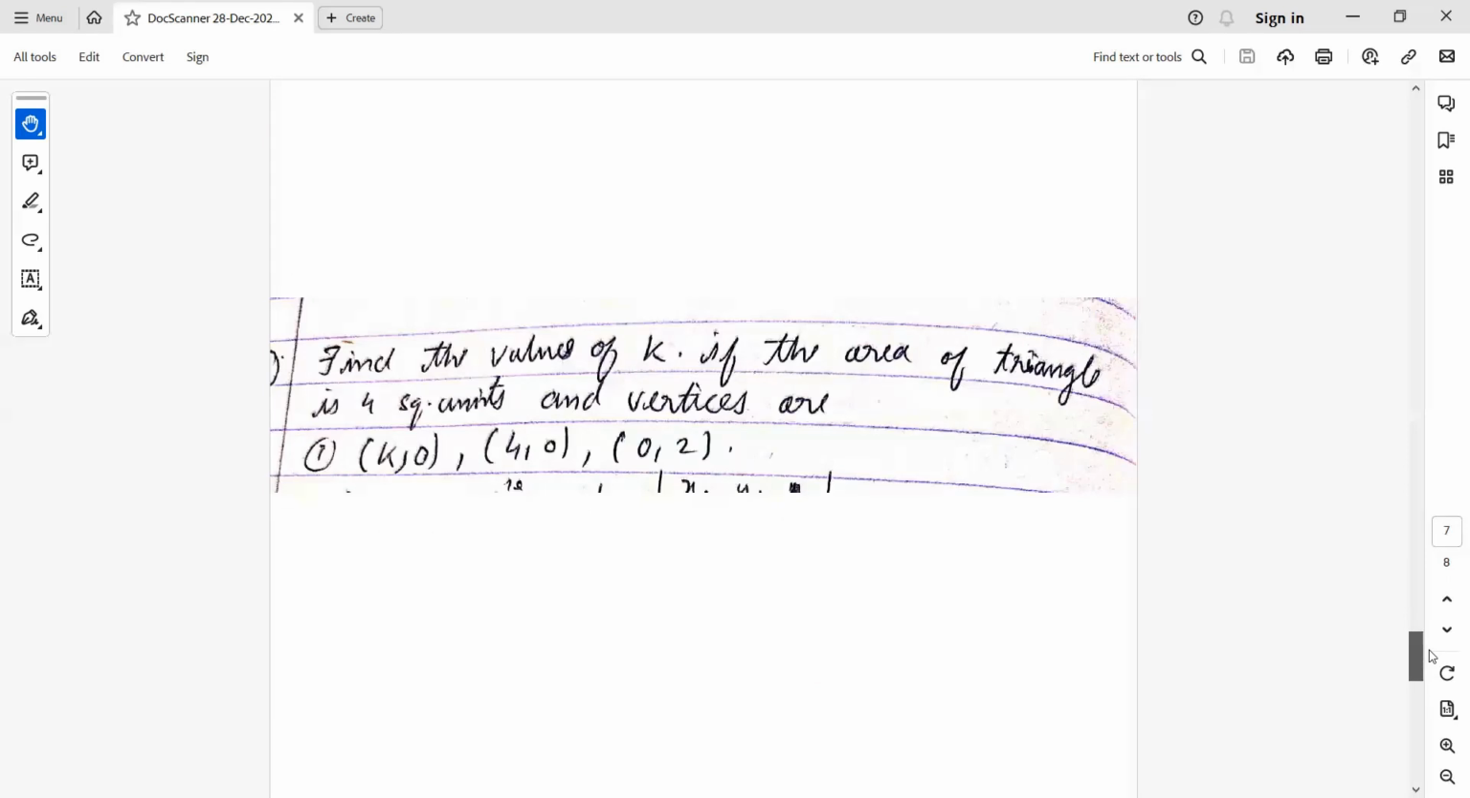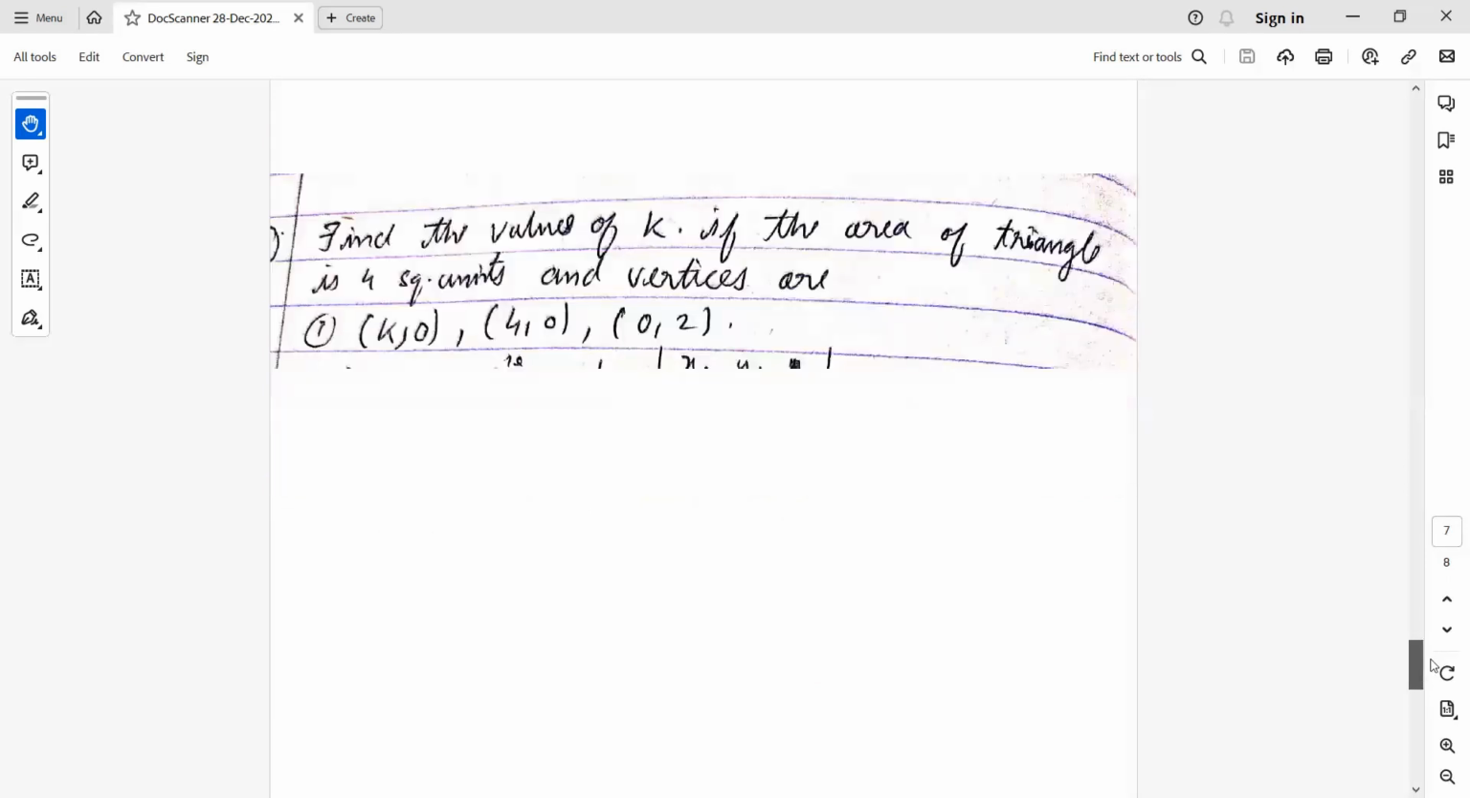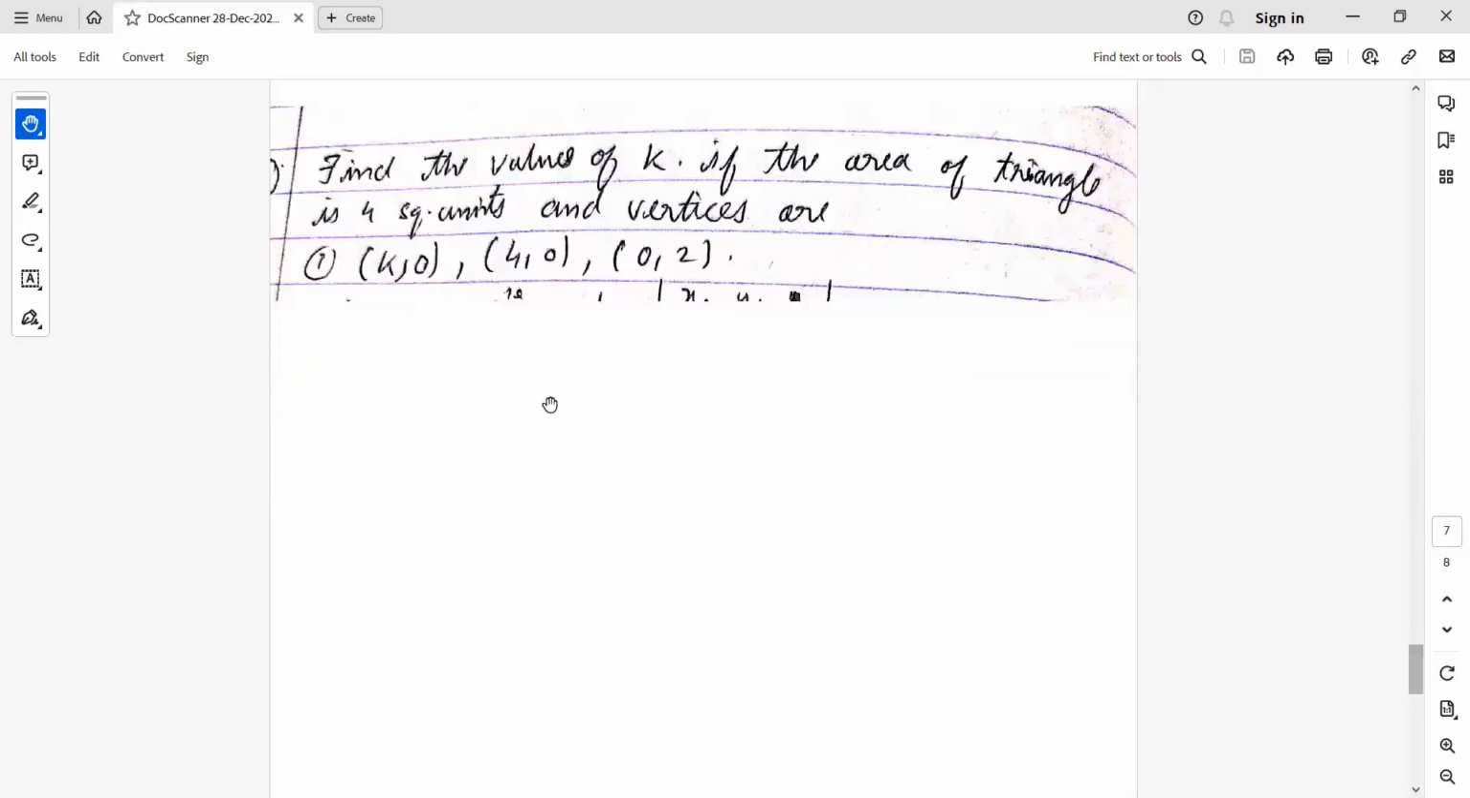Okay, next, the second question now. Find the value of k if the area of triangle is 4 units and the vertices are given. A similar question is given, but here the area of the triangle is also given to you. So here they are not asking for the area of the triangle, they are asking to calculate k. Just pay attention here, I will be discussing it.